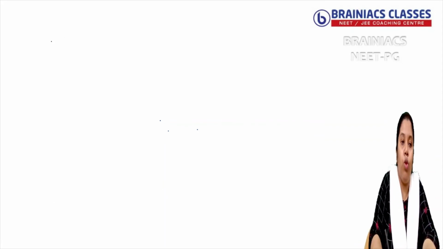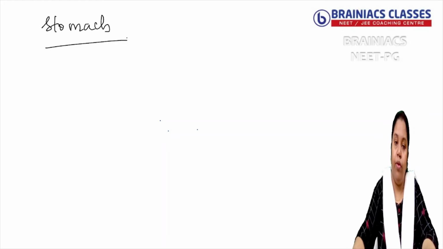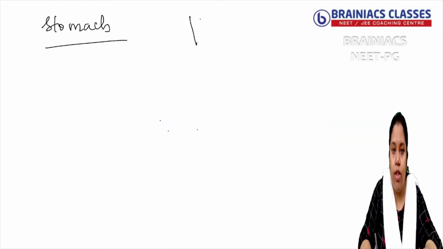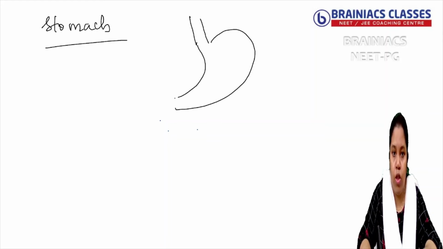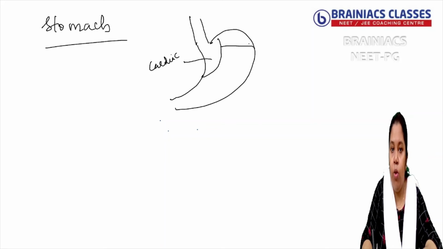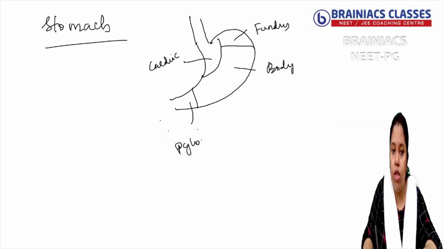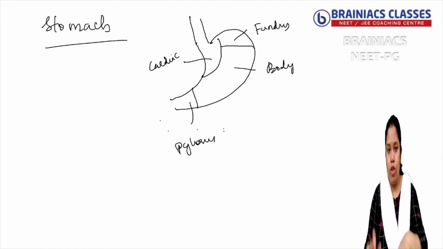Now we are moving on to the stomach. Draw the stomach first. This is the esophagus, and from the esophagus you have the stomach. This is the shape of the stomach. The part of the stomach attached to the esophagus is called the cardia. Above is the fundus, then you have the body, and last is the pylorus. So these are the 4 parts of the stomach.